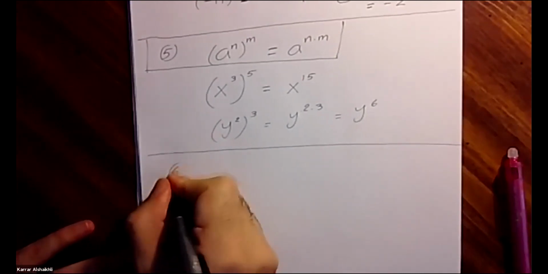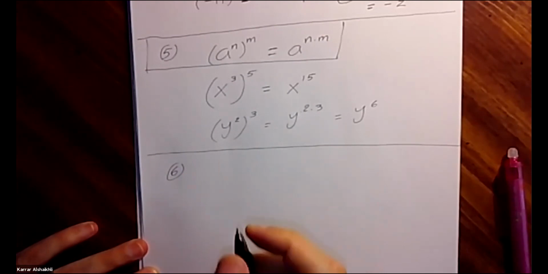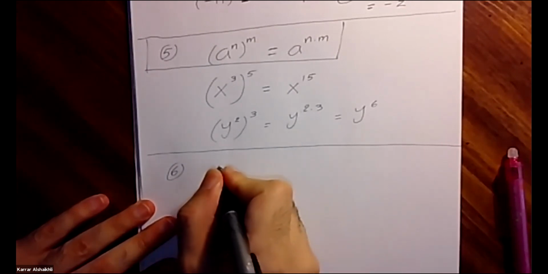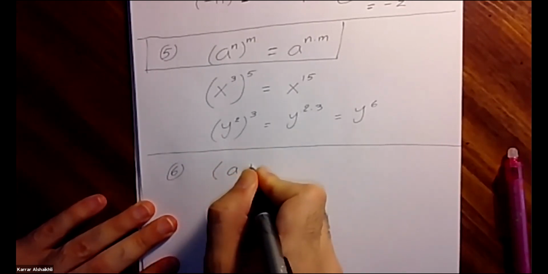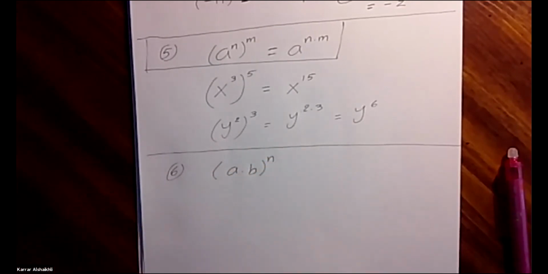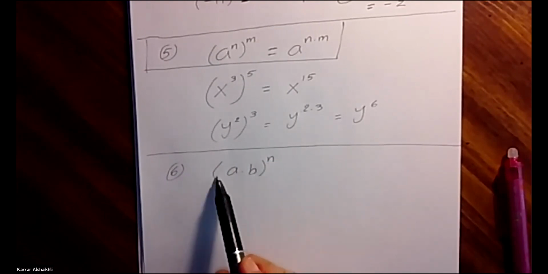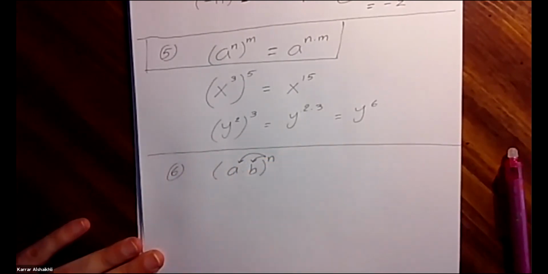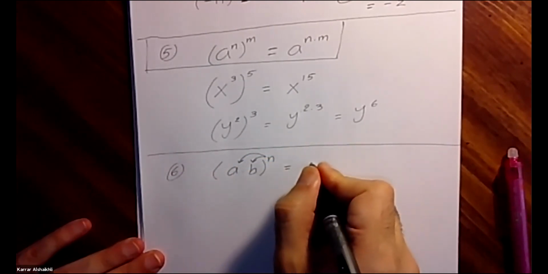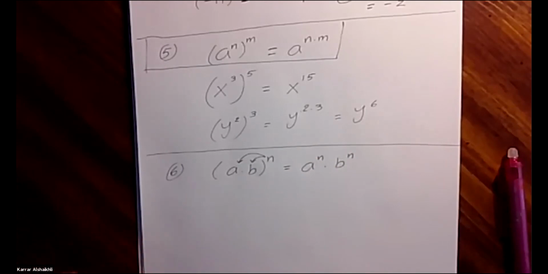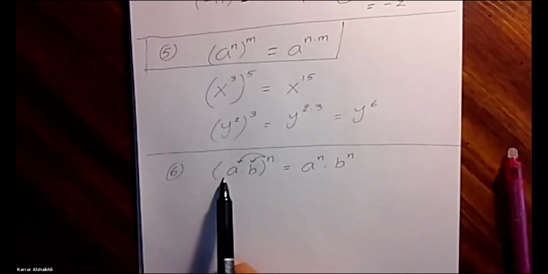So rule number 6, when you have two numbers, a times b, with one exponent, and there are parentheses, you're just going to distribute the exponent on both these numbers. So it's going to be a to the exponent n times b to the exponent n. I'm distributing the exponent for everything inside the parentheses.